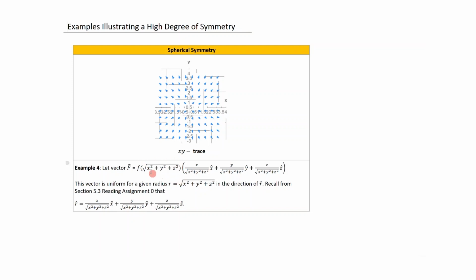So again, because the field's magnitude depends only on one of the variables of the coordinate system, and also the direction of the field is in the direction of one of the unit vectors, namely r hat, this is a type of problem that we'll be able to solve.